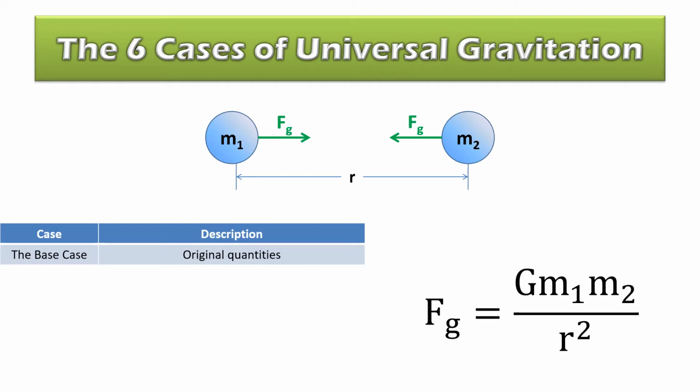Case number 1 is the base case. It's just the original quantities here. We've got two masses separated by a distance r, and that gives you a weight of Fg. So in these next 5 cases, we're going to change some of these variables and ask what happens to the weight. So that's how we're kind of doing it in our head. We're going to calculate what happens to the weight here. All right.